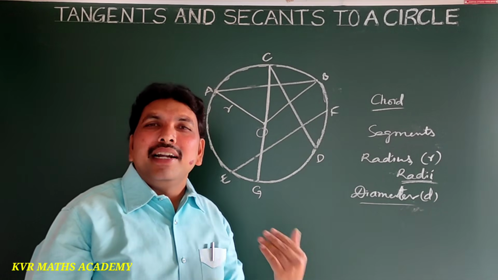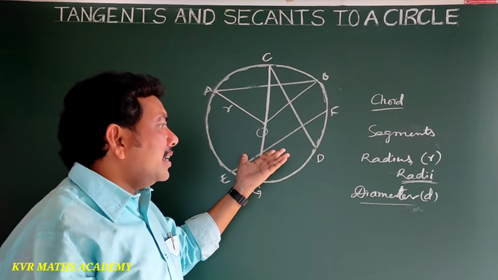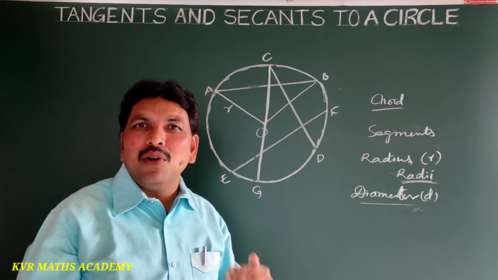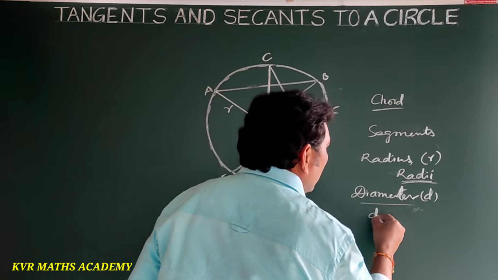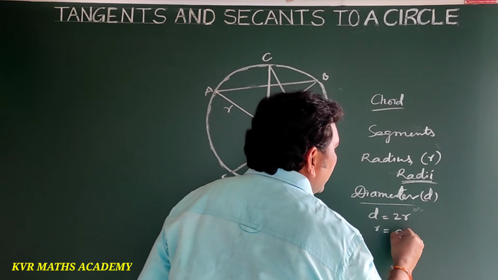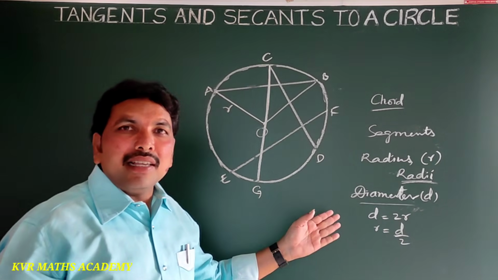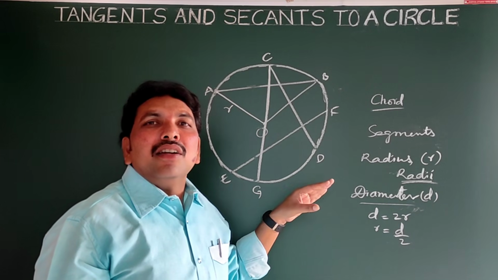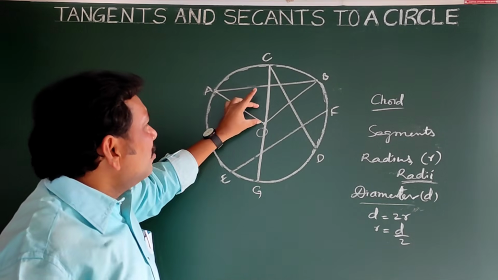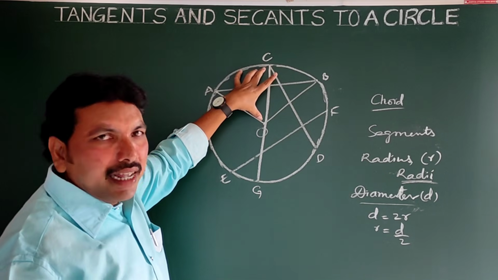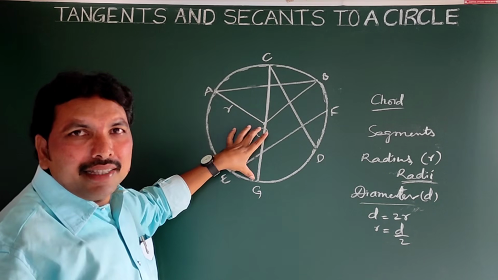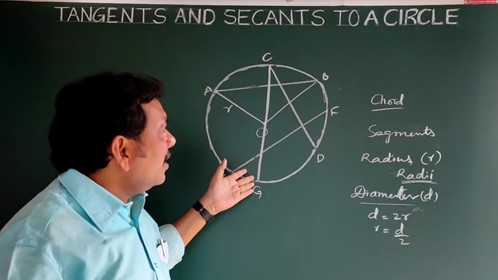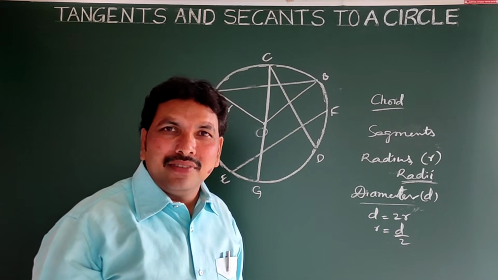CG is the diameter. So diameter is double the radius, or two times the radius. Diameter is equal to 2r. Simply, d is equal to 2r, or r is equal to d by 2. Radius is half of the diameter, or diameter is twice the radius. Look here, OC is a radius and OG is also a radius. So the combination of two radii is called a diameter.